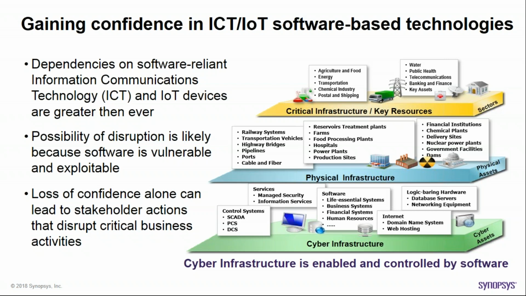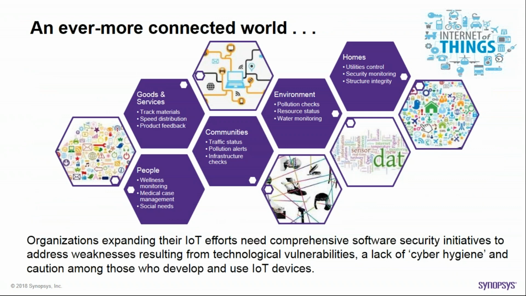And we're already seeing evidence of this, that the loss of confidence alone can lead to stakeholder actions that disrupt critical business activities. And quite frankly, it's becoming an ever more connected world, because what used to not be connected is now connected. It makes it easier, it's more efficient, but the challenge we're finding is that organizations need to be expanding their IoT efforts, and need more comprehensive software security to address the weaknesses resulting from these vulnerabilities, as well as the lack of cyber hygiene and the lack of caution among those who are developing and using the IoT devices. And again, IoT is primarily all about software.